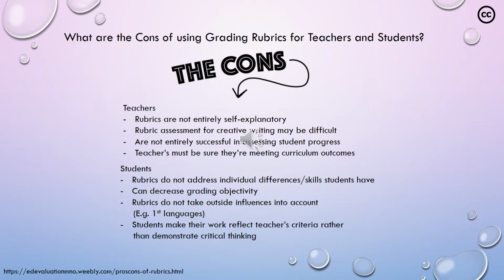There are also some cons to using grading rubrics for both teachers and students. For teachers, rubrics are not entirely self-explanatory, so they require time to explain. Rubric assessment for creative writing can be difficult. Rubrics are not entirely successful in assessing student progress, and teachers must be sure they're meeting all of their curriculum outcomes. For students, rubrics do not address individual differences and skills students have.